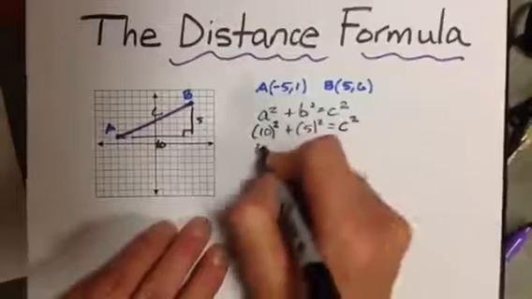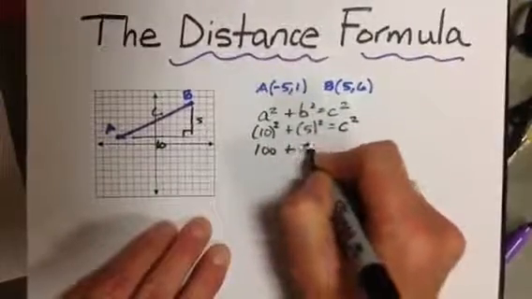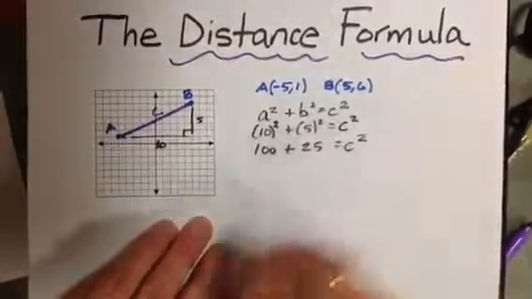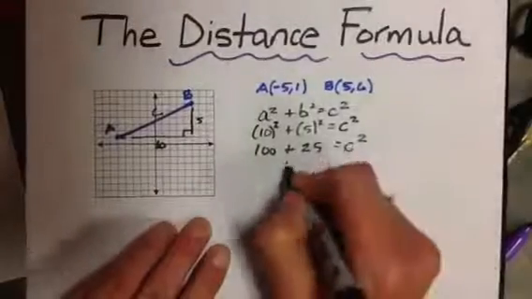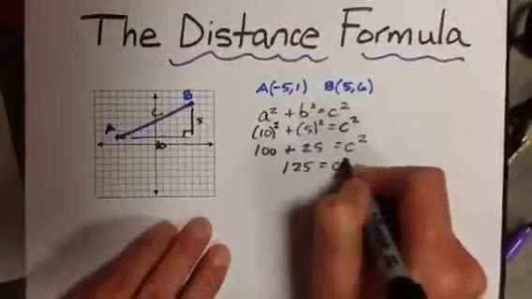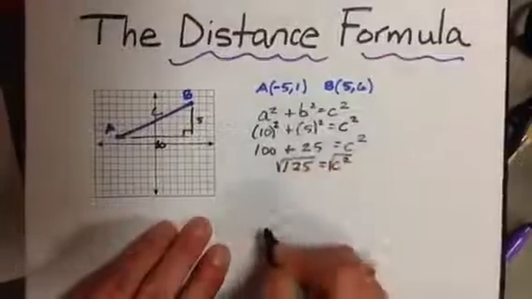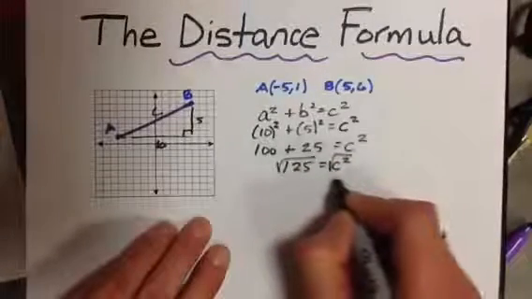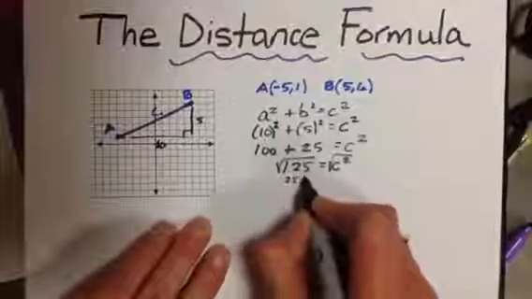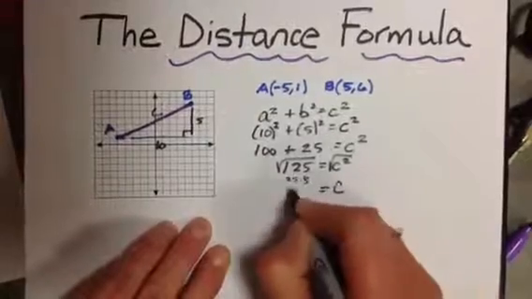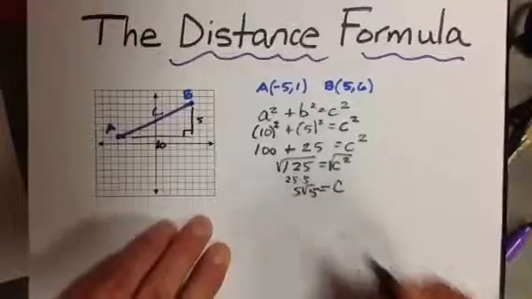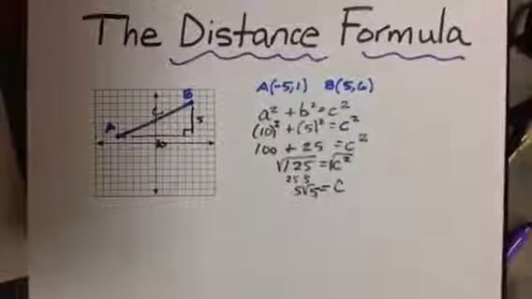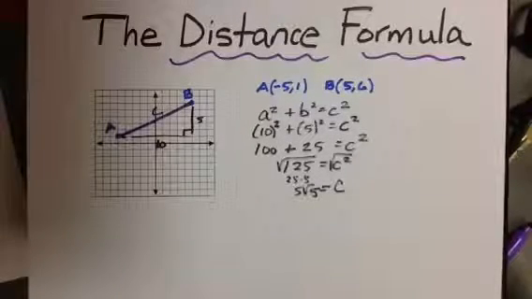10 squared is 100, 5 squared is 25, equals c squared. So 125 equals c squared, and then of course we're going to square root each side. And this can actually be broken up into 25 times 5, so our final answer will be 5 radical 5. So that's the way that we would normally do our distance, but I'm going to show you a formula.